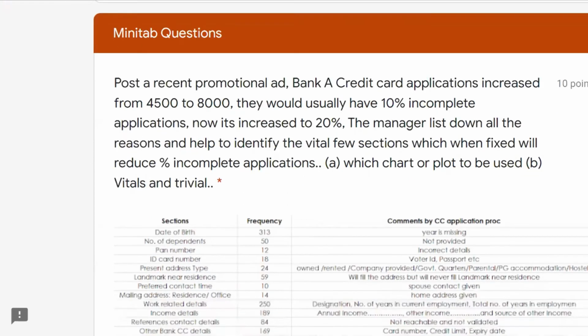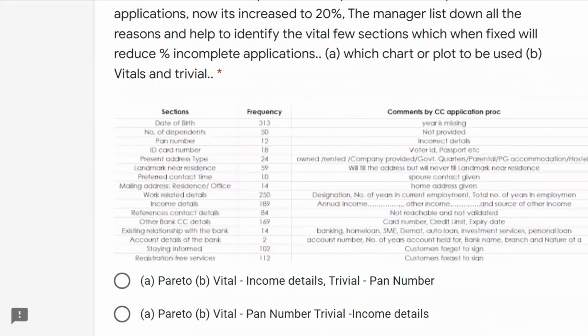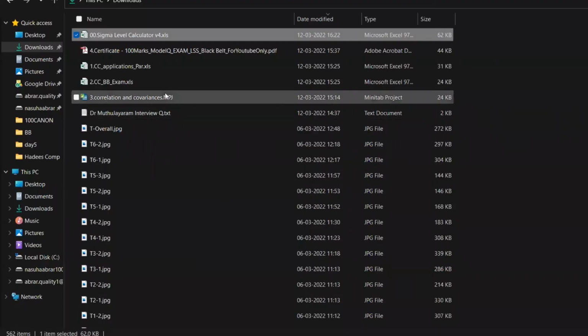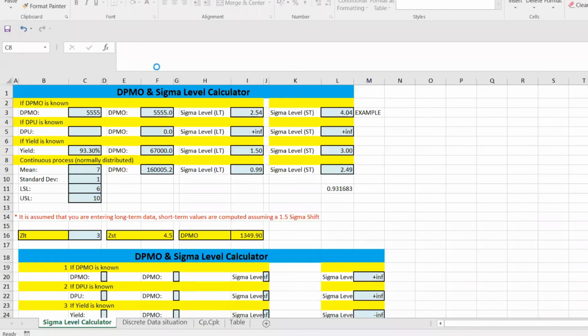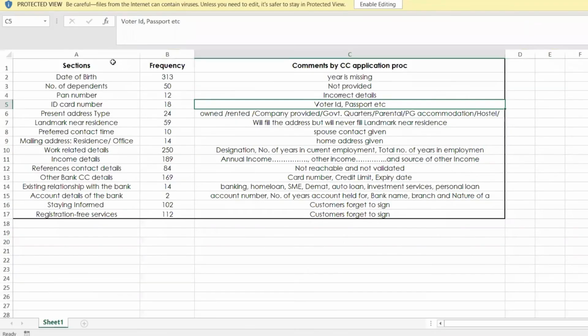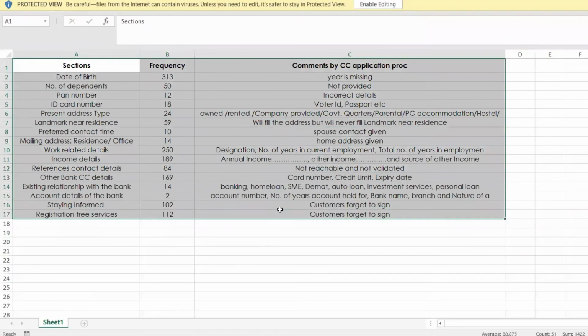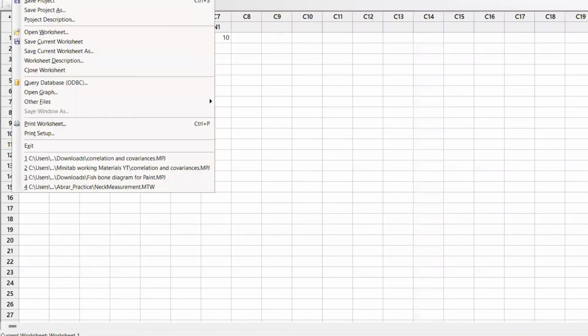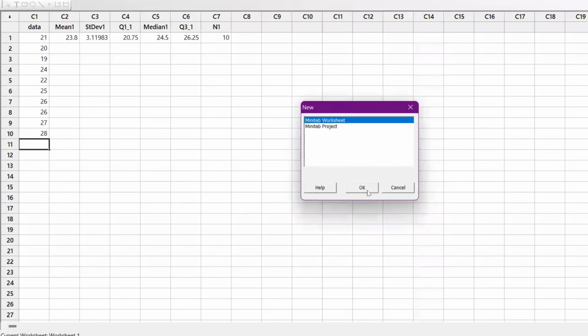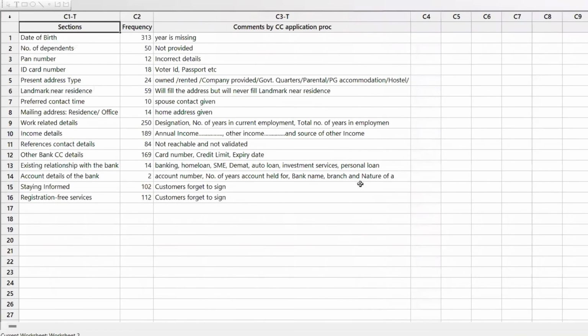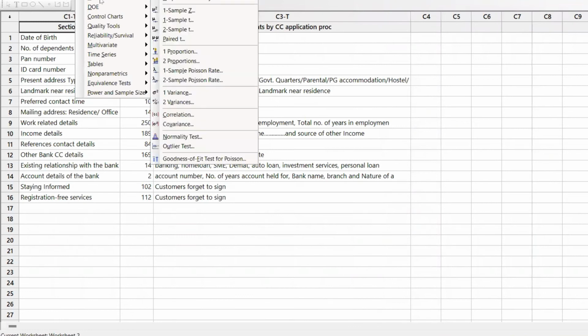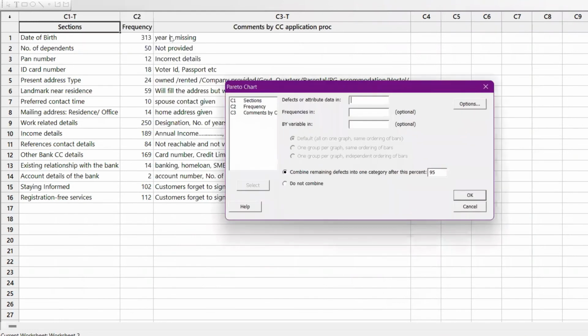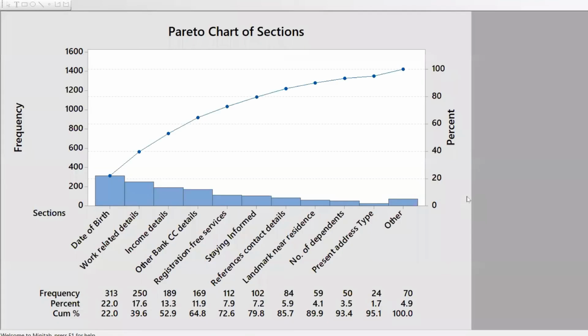They have given the options. This is the data, and I will also keep it in the drive so that you can make use of it. Anybody who requests this, I can also give it. So this is the data I have. What I will do is copy this and paste it in a new worksheet. I will go to file, open a new worksheet and paste these values, then go to Stat, then Quality Tools, and then Pareto. In the Pareto, I'm going to select section and frequency, and then click OK.